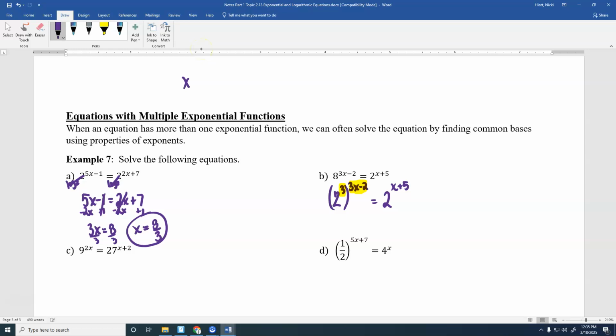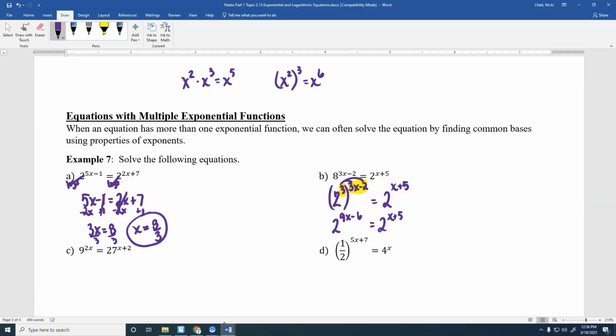Remember, if I've got x squared times x to the 3rd, I add the exponents. I get x to the 5th. But in this case, that's not what I've got. I've got x squared to the 3rd power, x to the 6th. I multiply. That's just a separate example to remind us here. So I need to multiply those together. Essentially, you are just going to distribute. So I got 2 to the 9x minus 6 equals 2 to the x plus 5.